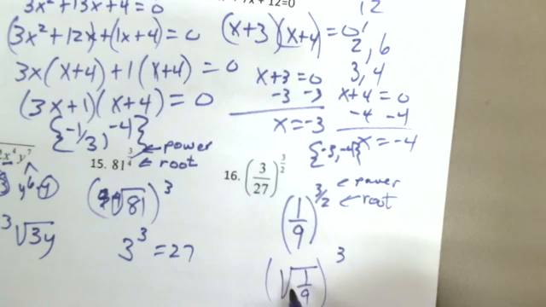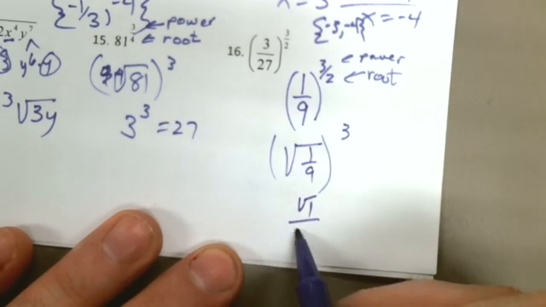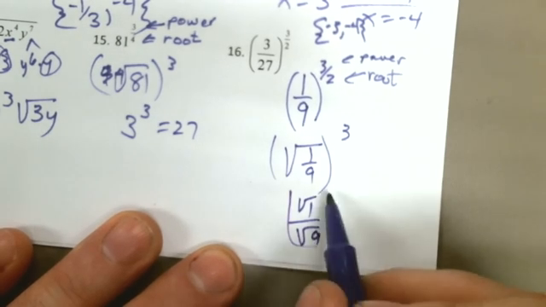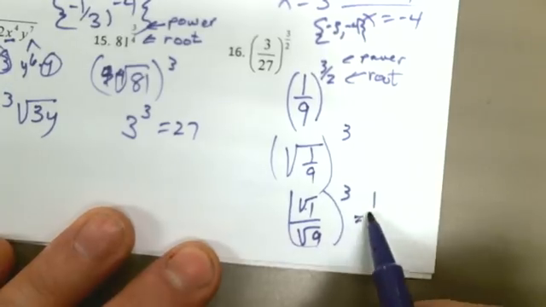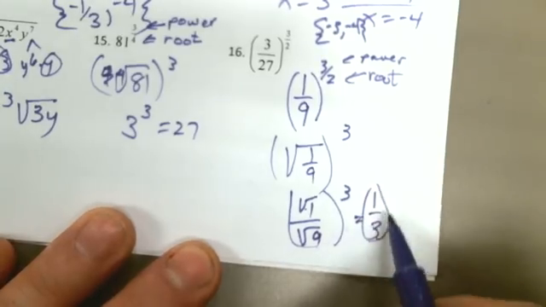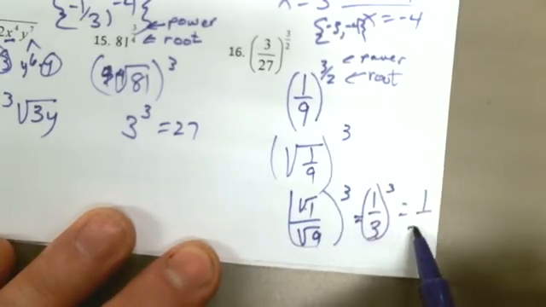I'm going to split the 1/9 into the square root of 1 over the square root of 9. And then I'm going to find that answer and cube it. The square root of 1 is 1. The square root of 9 is 3. And if I cube both of those, I get 1 over 27.